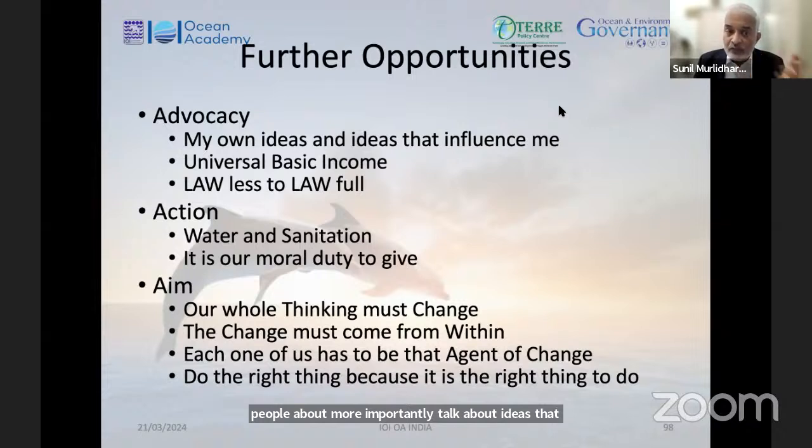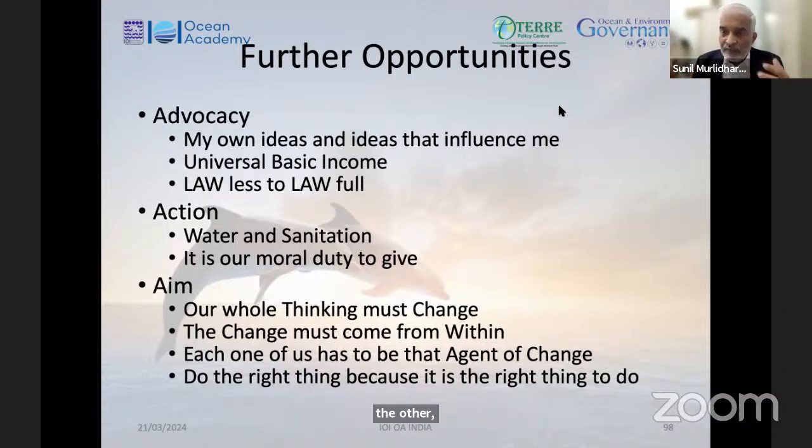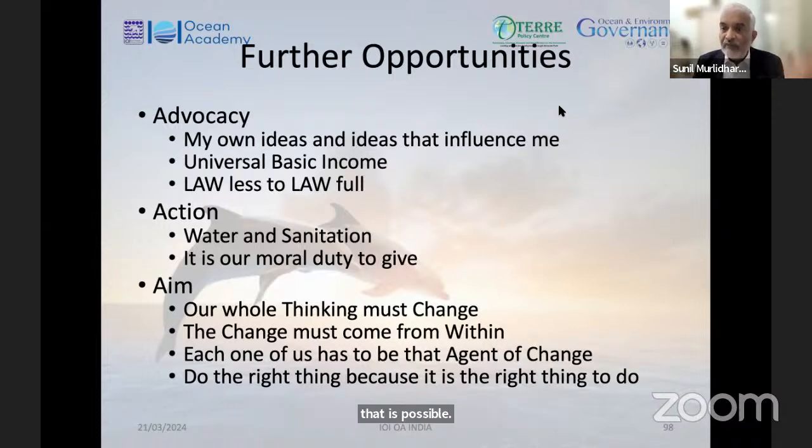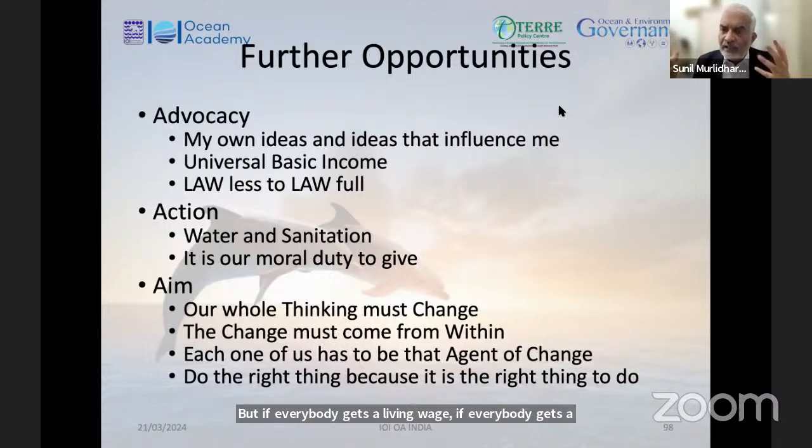I am quite fascinated by this concept of universal basic income, because that will change the way people live. There are a lot of people who, for one reason or another, are disabled, old, infirm, and not able to contribute to the society to the extent that is possible. But if everybody gets a living wage, then they can start thinking of something bigger. And you never know, from some village, some poor people who are worried about where their day-to-day food is going to come from, if they get this universal basic income, then they can start thinking big.